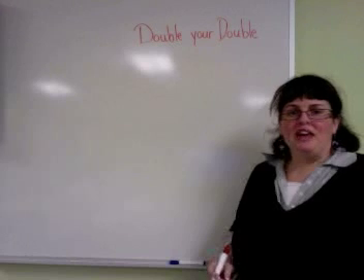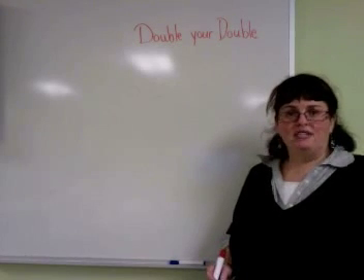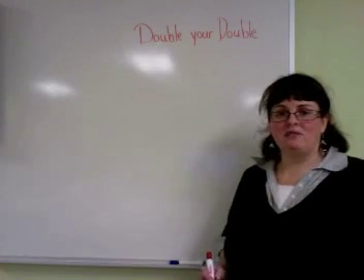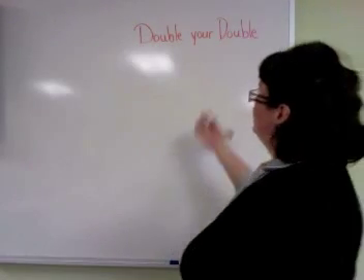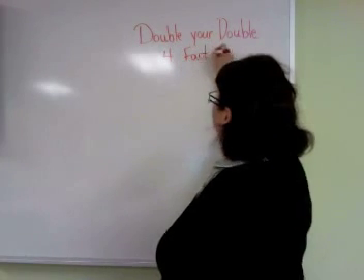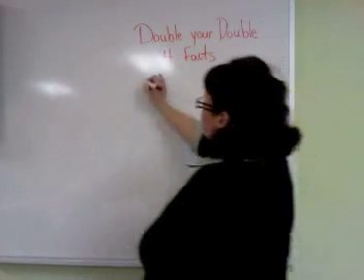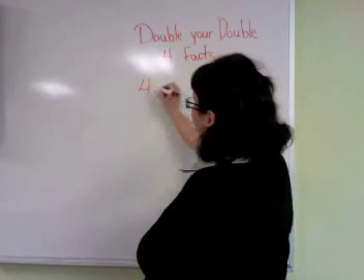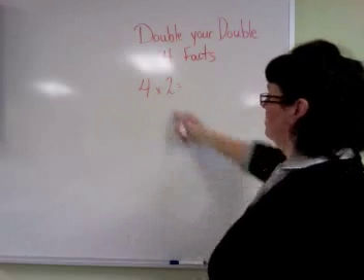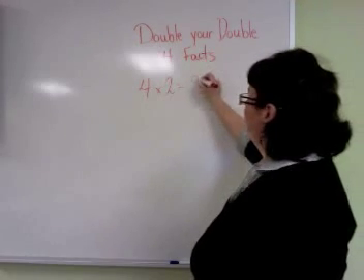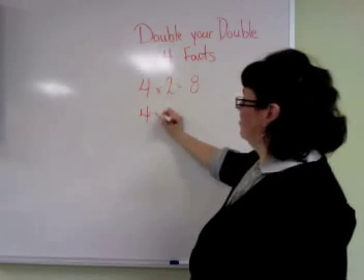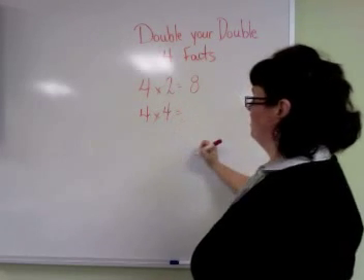Today we're going to learn a new multiplication strategy. It's going to be based on your doubles facts, your times 2 facts that we have already covered in class. So we're going to look at double your doubles, which is the 4 facts. Okay, so if we're thinking about 4 groups of 2, this is an easy one. Double 4 is 8. Let's up the ante a little bit and look at 4 groups of 4.